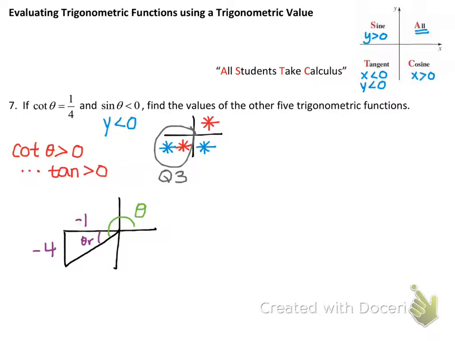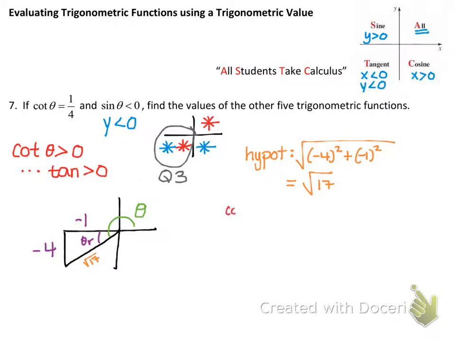So my hypotenuse is the square root of -4 squared and -1 squared, which gives you the square root of 17. And now we're ready. Oh, let me add it to my graph. Now we're ready to do all 6 trig ratios.